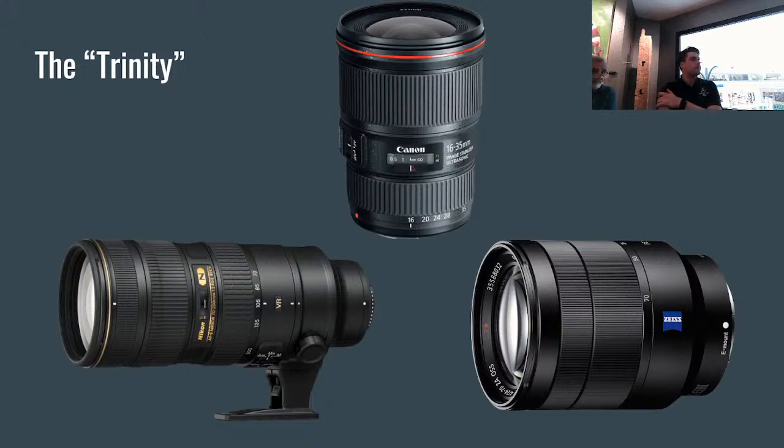And then the trinity is the last slide, I believe. So the trinity of lenses is going to be kind of where each lens picks off. So 16 to 35, that is your wide angle, everyday walking around lens. 16 is going to take your wide angle, 35 is going to get you into that semi-portrait street photography.